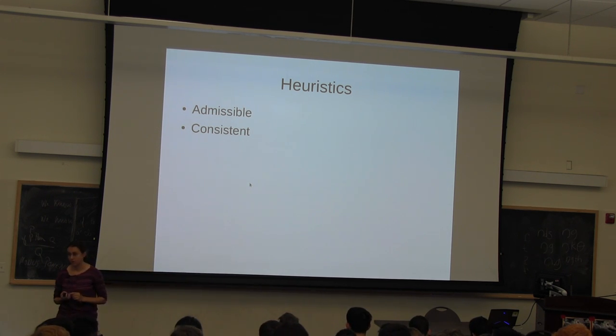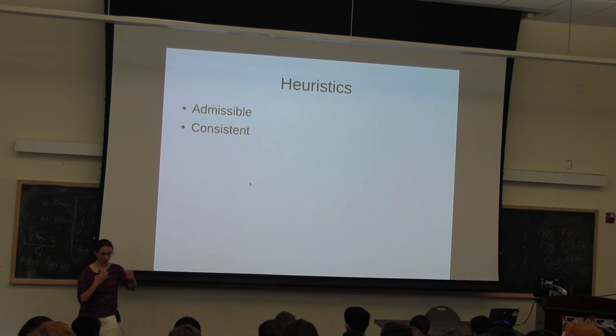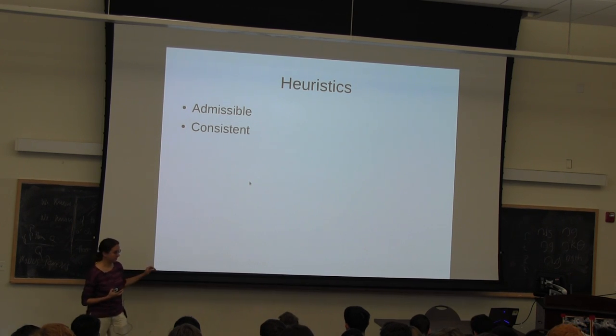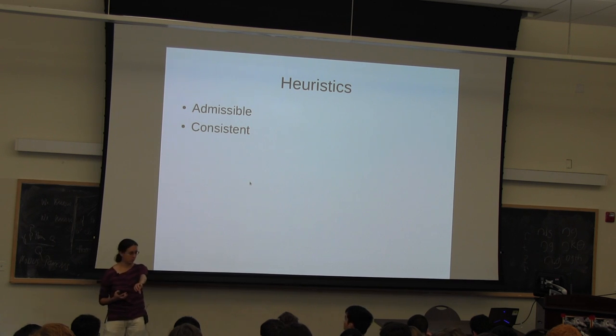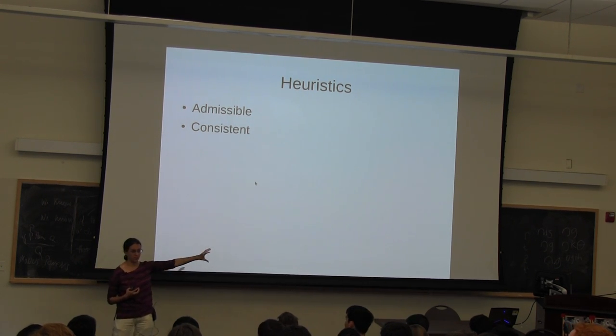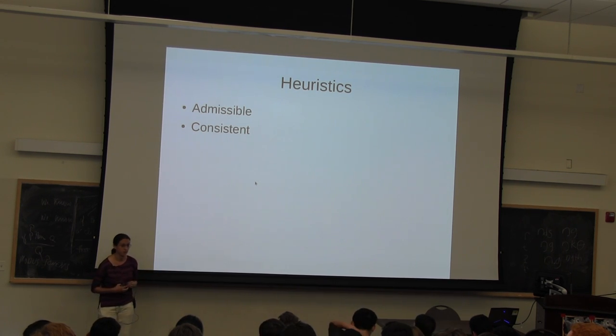Does that make sense to everybody? We're never going to say it's more expensive than it really is. It might be less than it really is, and that's okay. It means that A star is going to look, but when it sees how much it really costs, it's going to go check out somewhere else. But if I overestimate, then I might not explore a path that's actually the optimal path because it was an overestimate.